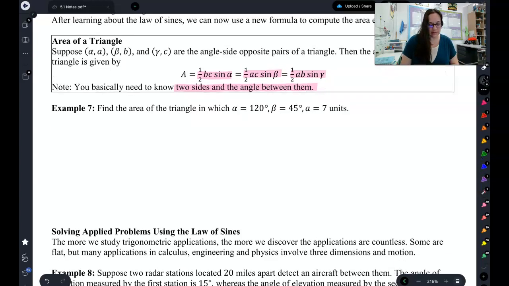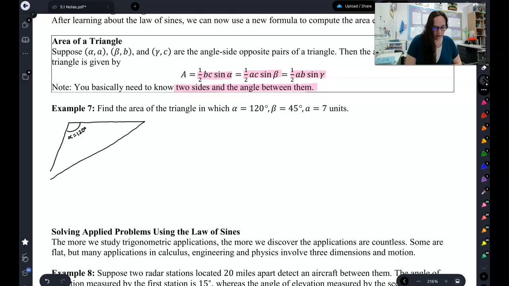So let's practice this. We have a triangle where alpha is 120 degrees. There's my alpha, 120. I know beta is 45. And A is 7, so that makes this B, gamma, and C. And we want to find the area of this triangle.